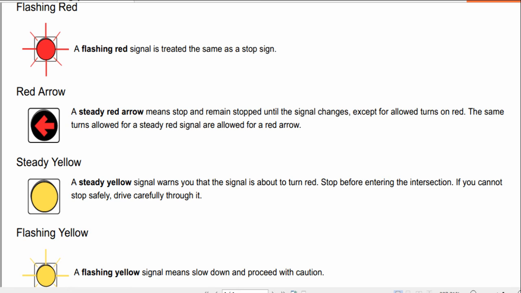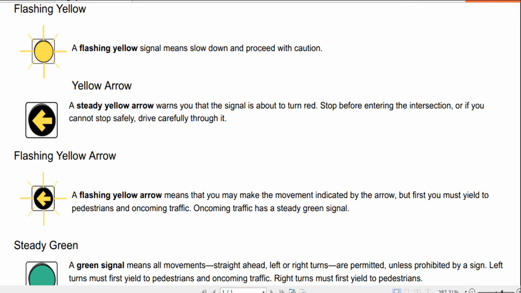Steady yellow. A steady yellow signal warns you that the signal is about to turn red. Stop before entering the intersection. If you cannot stop safely, drive carefully through it. Flashing yellow. A flashing yellow signal means slow down and proceed with caution.